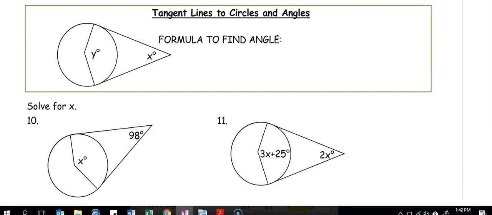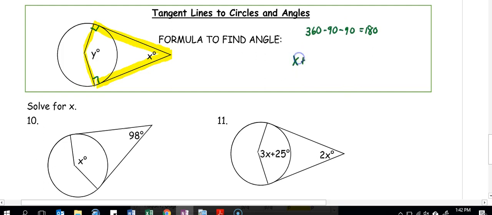Tangent lines and circles. So as we talked about earlier, a radius drawn to a tangent line creates a right angle. So in a four-sided figure, which is the quadrilateral here, we know that the angles are always going to add up to 360 degrees. Well, if we already have two right angles, we don't need to include those. So if we had 360 minus 90 degrees and minus 90 degrees, that leaves us with 180. So x plus y has to equal 180 degrees.